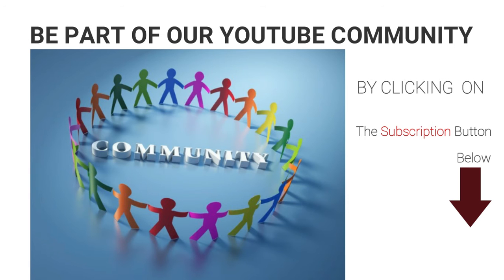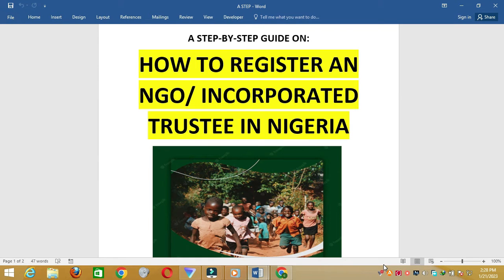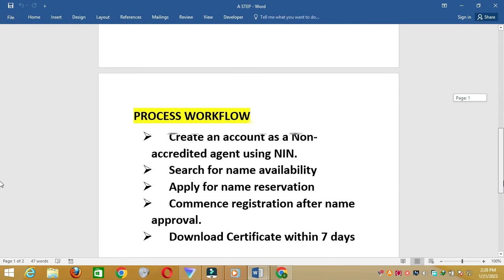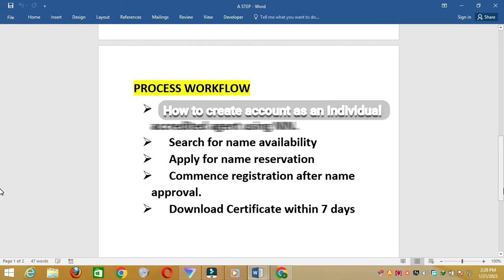Keep watching. Okay guys, we're still on how to register an NGO or an incorporated trustee in Nigeria through the Corporate Affairs Commission. In our last video, we looked at two things: number one, how to create an account, and also how to search for the availability of the name you intend to register. So in this section, we're going to be looking at how to apply for name reservation.